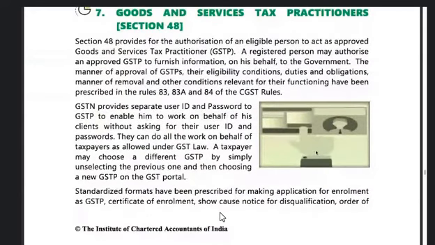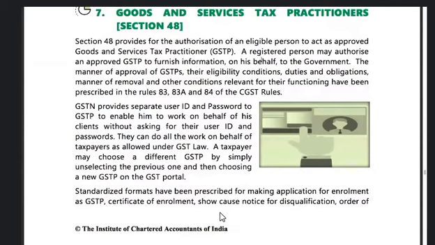Next is the GST practitioners. Now, the government has introduced a concept of goods and service tax practitioners. What does that mean? There is a certain class of person who will help the businessman to file the return and do the GST compliance. They are called goods and service tax practitioners, that is GSTPs.